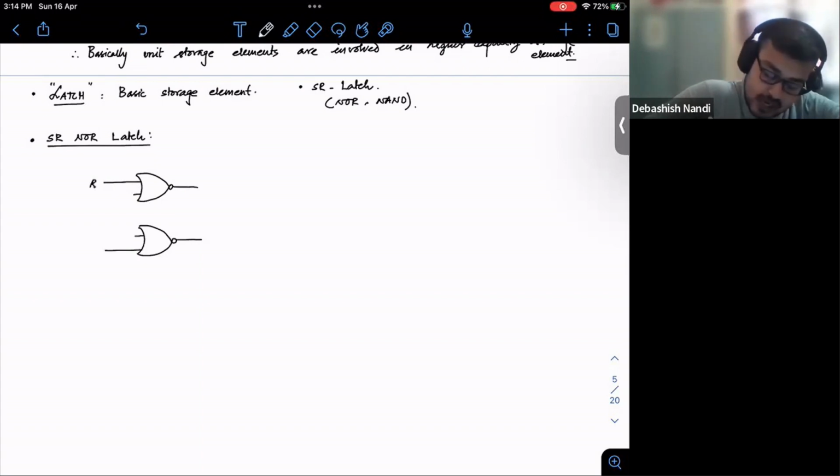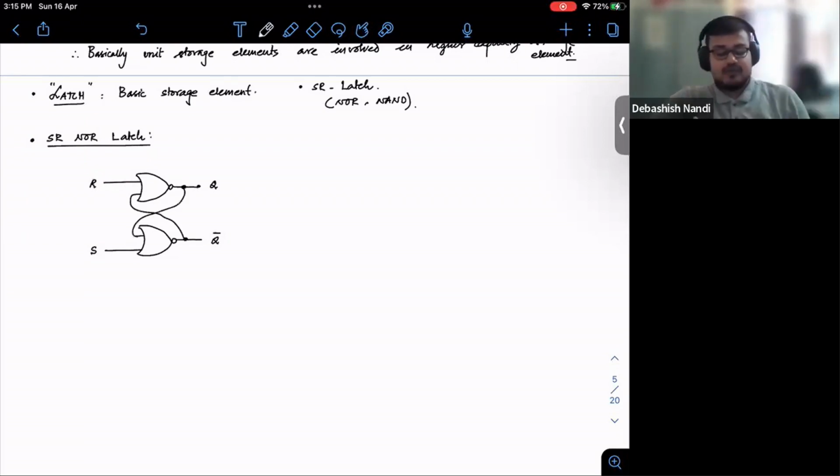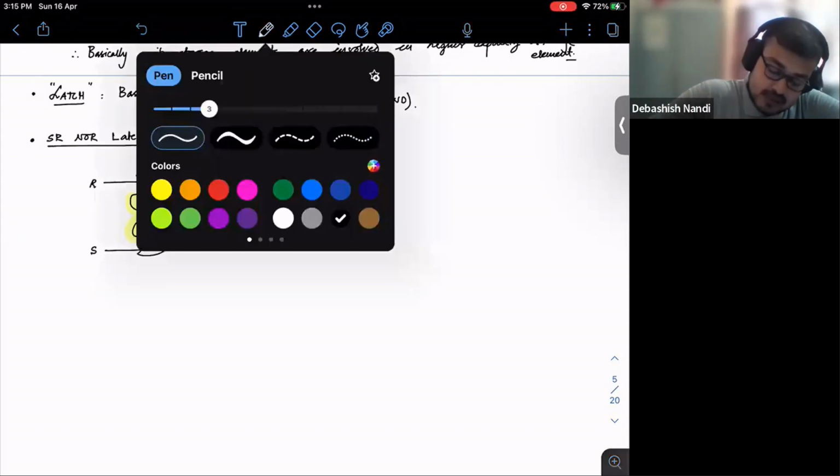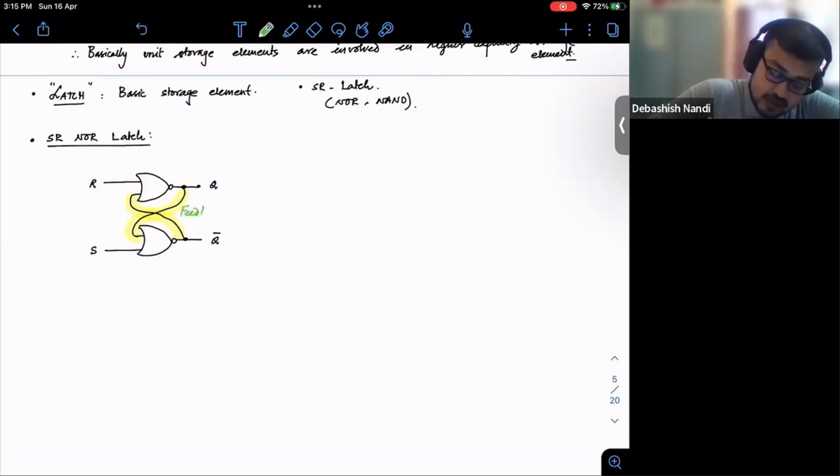Okay, let's call it R. This is S. And let's say the output is Q and Q bar. Okay. And then you have this kind of configuration. So you see, this is your feedback kind of thing, right? From output to input. This is your feedback. Okay. These steps. So how does it work?